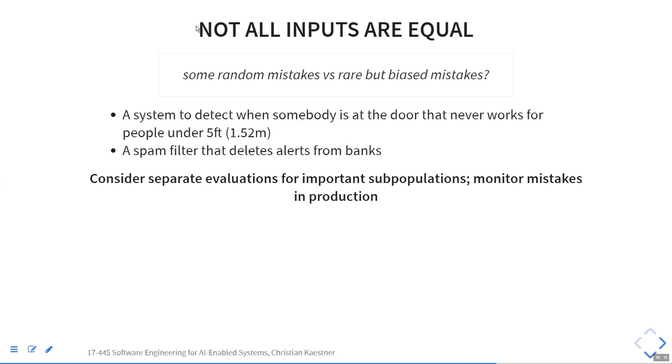So this is dangerous if the model makes some rare but biased mistakes that you really want to detect, right? So in those kinds of cases, you want to actually look for certain cases. One strategy that you can use here is, instead of just having one validation set, create multiple validation sets. Right? Create different validation sets for different subpopulations.